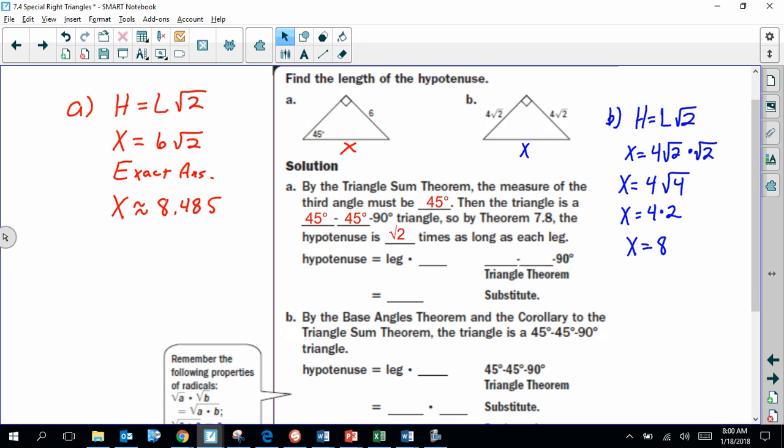So here we're saying that the hypotenuse has to be square root of 2 times longer than the leg, and substituting the values, just like what we saw a second ago, we get 6 radical 2.